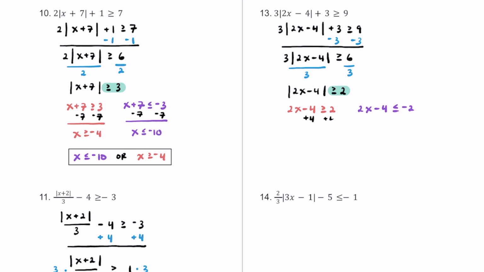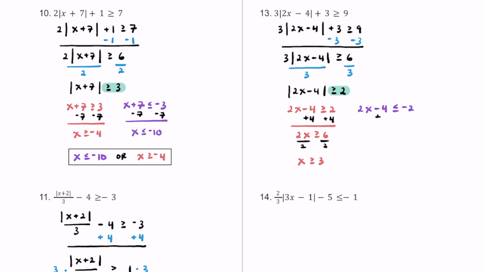We can add 4 and add 4 to both sides here. If we do that, we're going to get 2x is greater than or equal to 6, and then divide both sides by 2 here, and say that x is greater than or equal to positive 3.